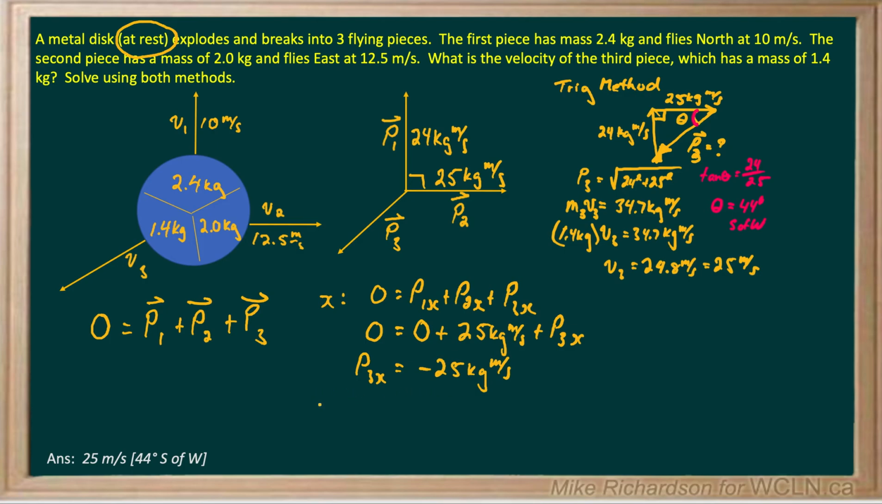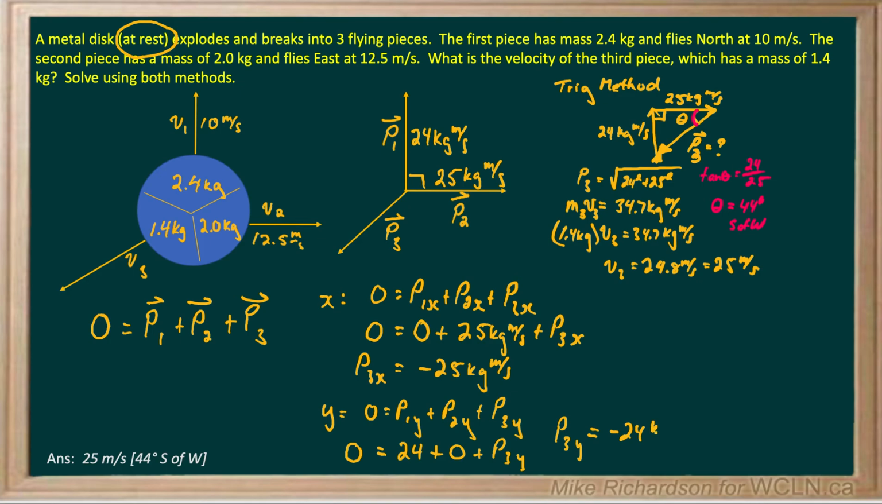Do the same thing in the y. 0 equals P1y plus P2y plus P3y. P1y, well, 24 is all in the y. P2y is 0 because there is no y component. And we've got to solve for P3 in the y. And we know that all adds up to 0. So when I solve this one for P3, I end up getting P3y is negative 24 kilogram meters per second.